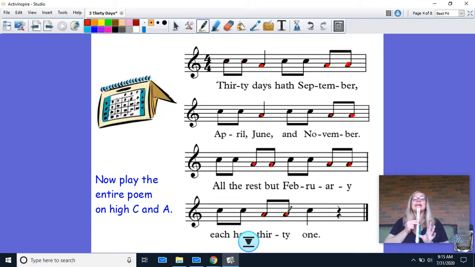30 days hath September, April, June, and November, all the rest but February, each have 31.